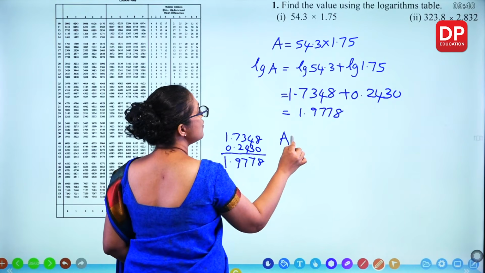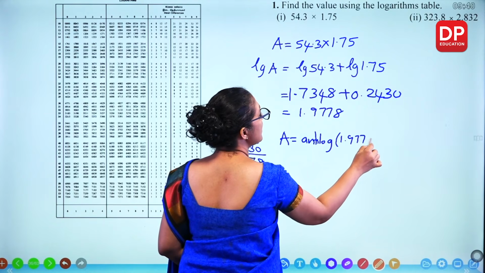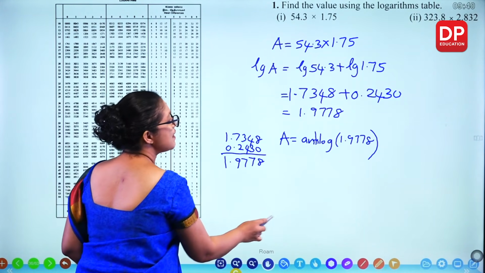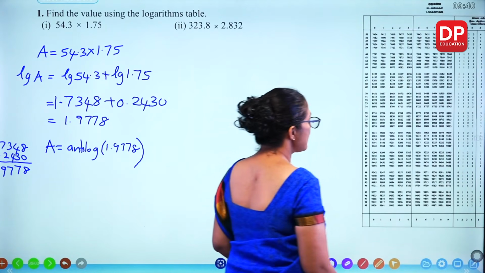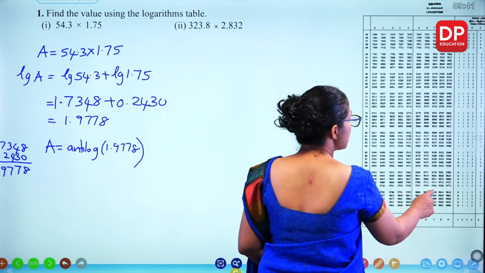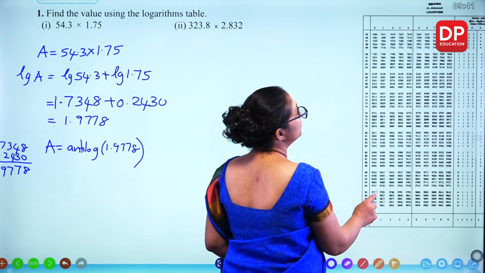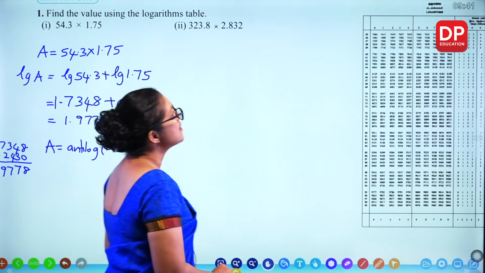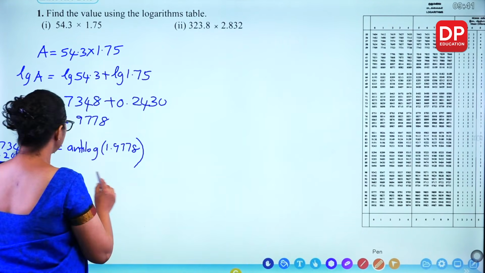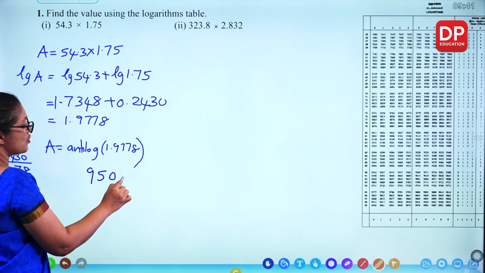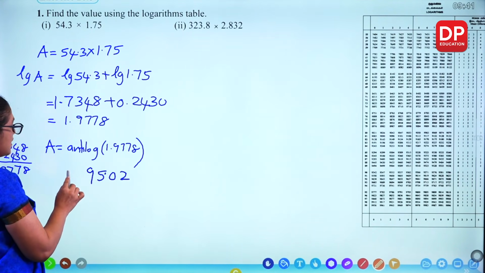To find out A, you have to take antilog of 1.9778. Use the table and see where you can find 9778. 77 is there. We need one more. So 2. 9502. 9502 and the characteristic is 1. The answer is 95.02.